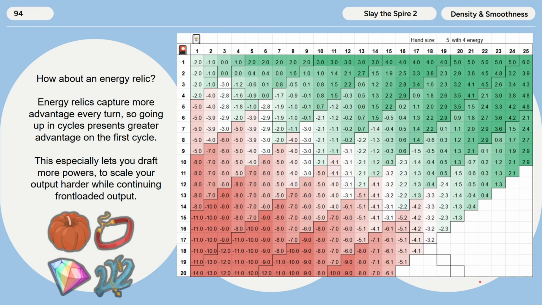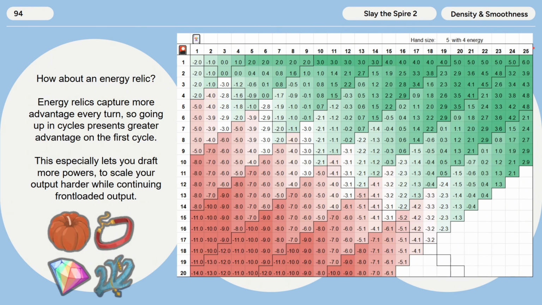But what about an energy relic? Energy relics capture more advantage every turn, so going up in cycles presents greater advantage on the first cycle, the first shuffle through the deck. This especially lets you draft more powers to scale your output harder whilst continuing to front load output. Now, this is maybe where it starts to become somewhat apparent that energy per turn, if we aggregate that out over a 4 or a 5 or a 6 turn cycle, isn't really handled well by this kind of approach, because now, just by virtue of having 5 turns, we're saying, well, there's a +5 surplus.